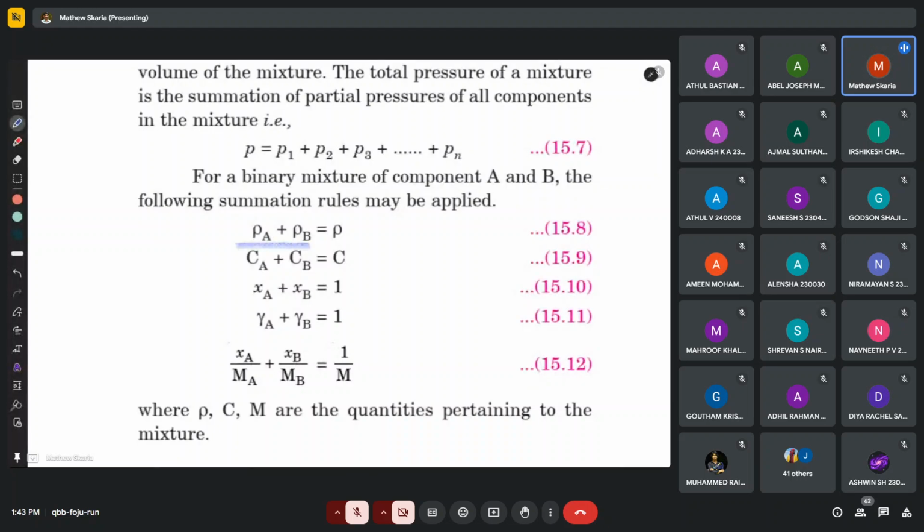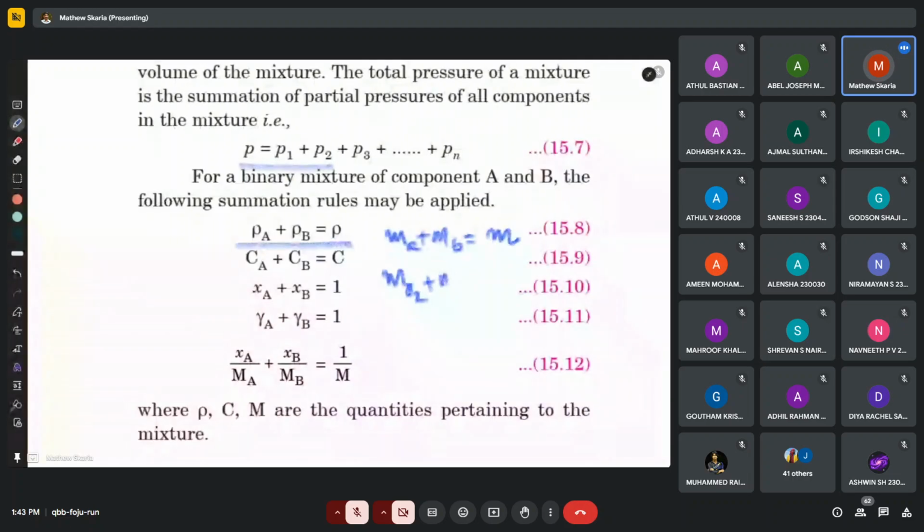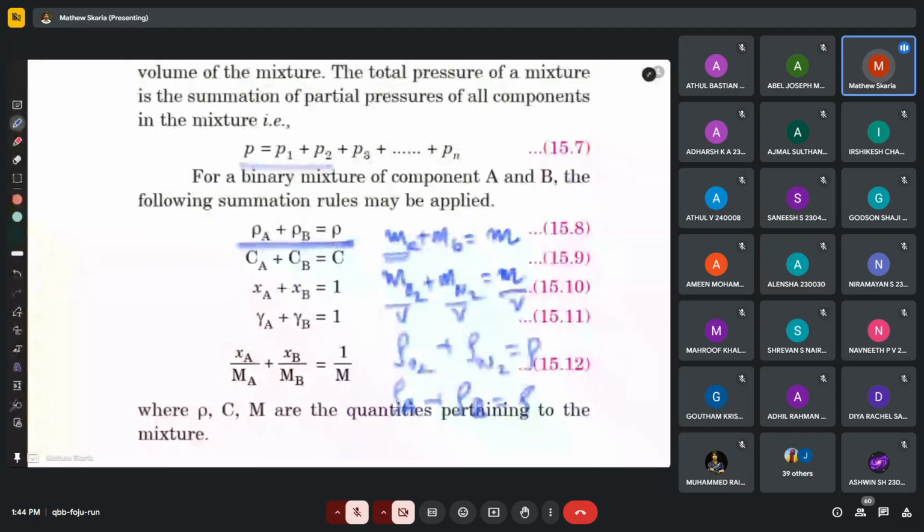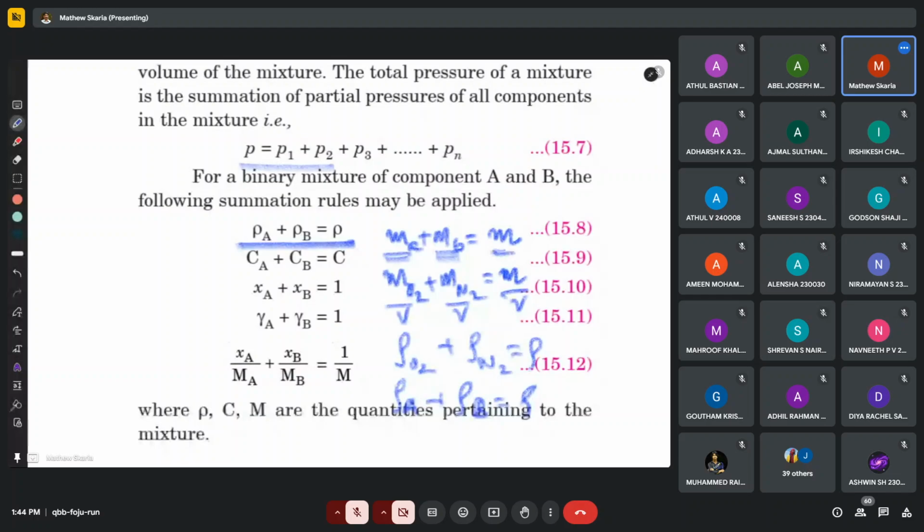So rho A plus rho B is equal to rho. Just like we described partial pressure, we can write it this way: MA plus MB is equal to the total mass, or M oxygen plus M nitrogen is equal to M of the mixture. Taking M by V, that is rho O2 plus rho N2 is equal to rho. In general, we can write rho A plus rho B is equal to rho. It's just like the mass of species A plus the mass of species B is equal to the mass of the mixture.